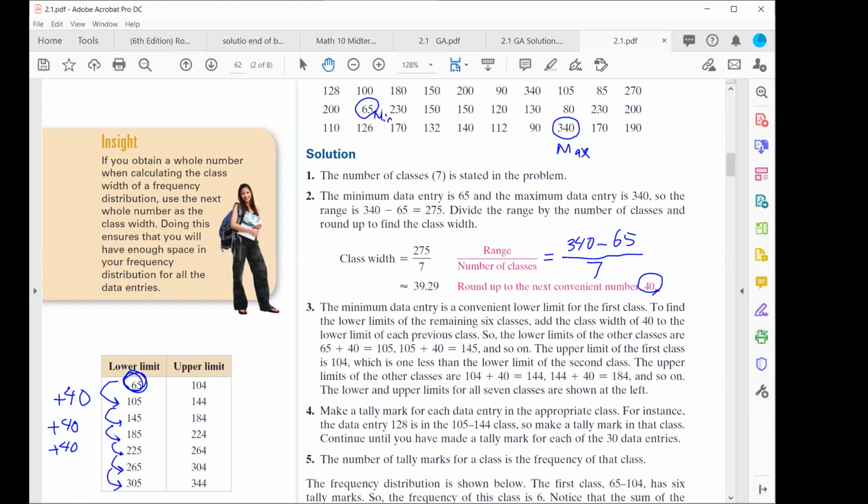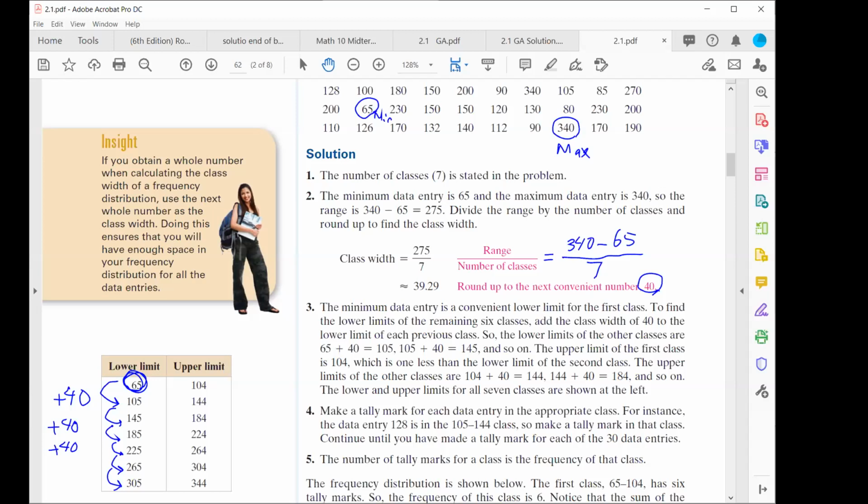Okay, what about our upper limit? Our first class starts at 65 and it has to stop at 104. Why is that? Because next class starts at 105 and the 2 classes have no overlap with each other. So after forming our lower limits, we can start writing the upper limit for each class. Lower limit of the second class is 105. So upper limit of the first class is 104. No intersection, no overlap.